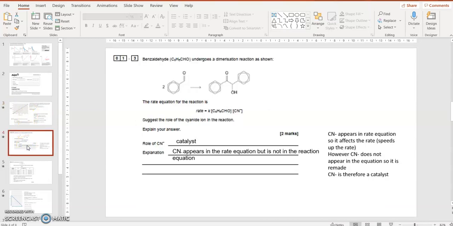And then finally, the last part of this question, a role of something. So a role can be an oxidizing agent or a reducing agent, but in this case it's a catalyst. So the role of the CN minus is a catalyst, because actually if you look at the reaction equation, CN minus, which they're asking you the role of, doesn't appear in the reaction equation. It's not taking part in the reaction, but it does appear in the rate equation. There it is, concentration of CN minus, so it's affecting the rate but not reacting. Or if it's reacting, it's remade overall and therefore acting as a catalyst.